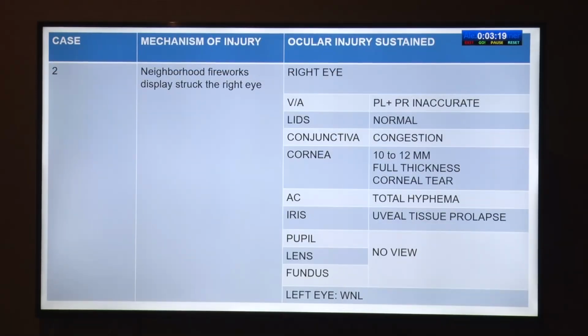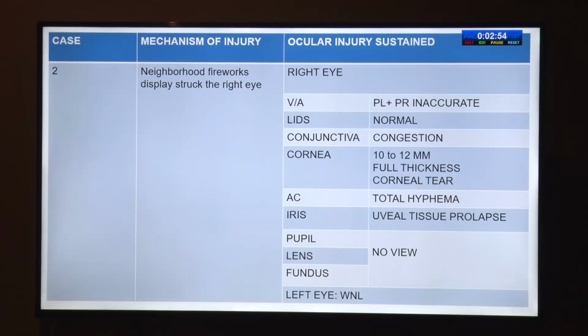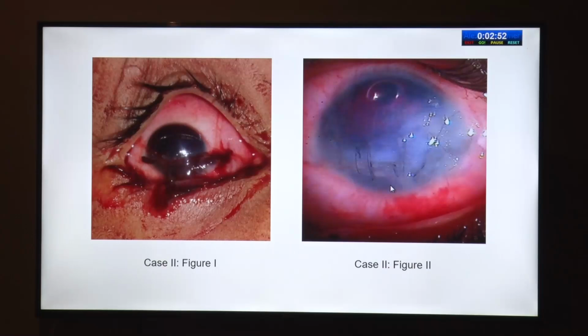The second patient was also hurt during a firework display and was also an innocent bystander. In the right eye, he presented with vision of PL positive, PR inaccurate. Lids were normal, there was congestion in the conjunctiva, and the cornea had a 10 to 12 mm full thickness corneal tear. The AC had total hyphema. In the iris, we saw a uveal tissue prolapse. The pupil, lens, and fundus had no view. The left eye was WNL.